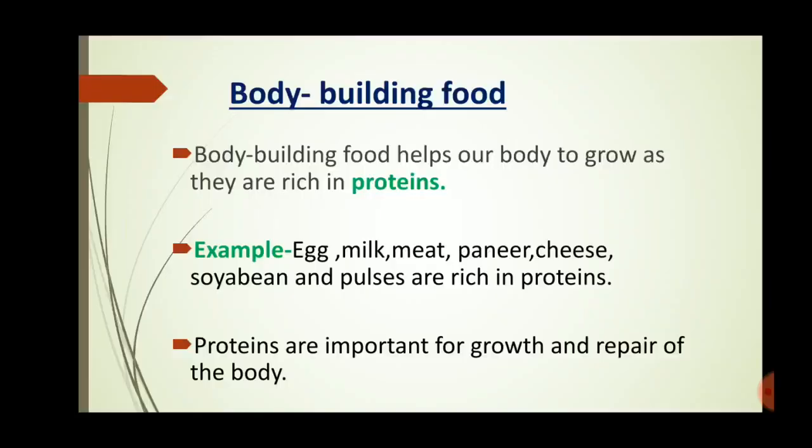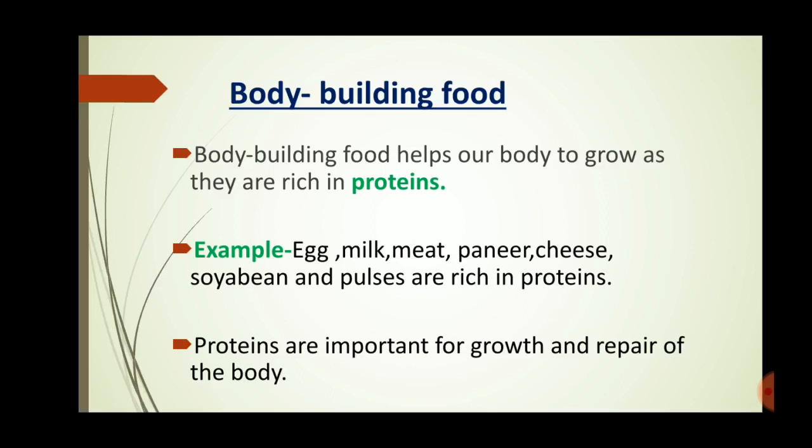Now, the next type of food is bodybuilding food. Bodybuilding food helps our body to grow as they are rich in proteins. For example, egg, milk, meat, paneer, cheese, soya bean, and pulses are rich in proteins.